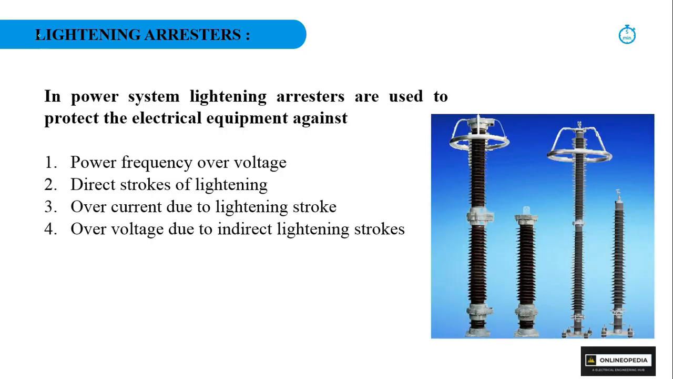So first we'll start with the lightning arrestor. What is a lightning arrestor? It is a device or equipment used for the protection of the power system against voltage surge. To protect the power system or equipment from voltage surge, we use a surge diverter or lightning arrestor. These are some lightning arrestors. Normally it is connected between the transmission line and earth.